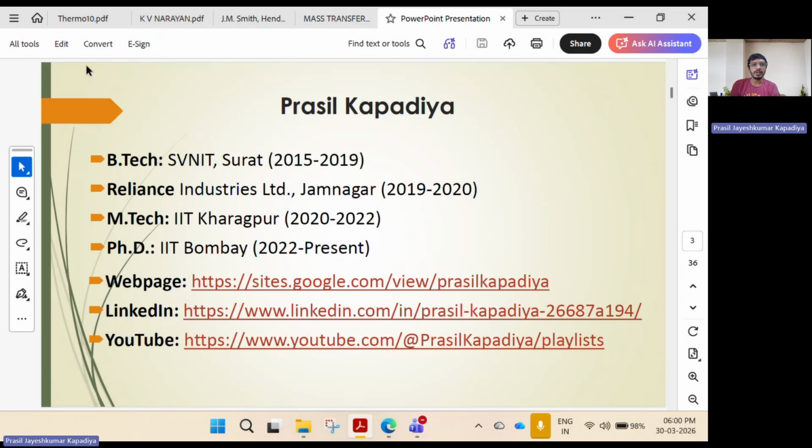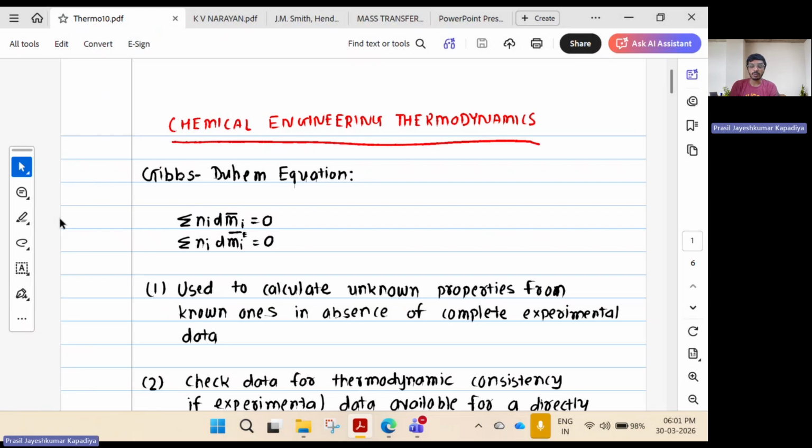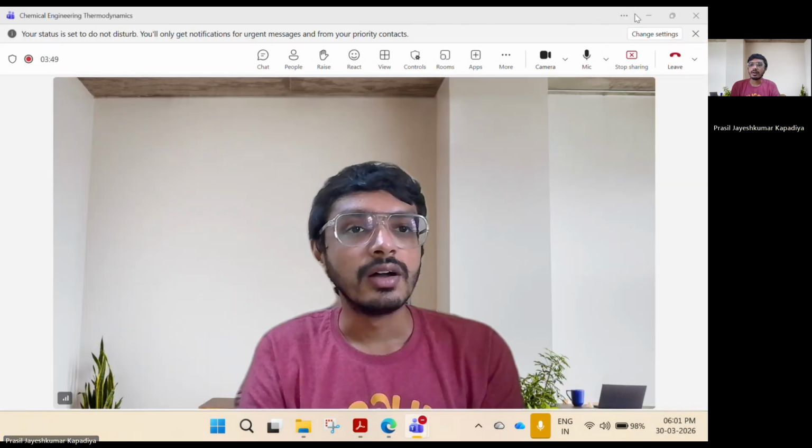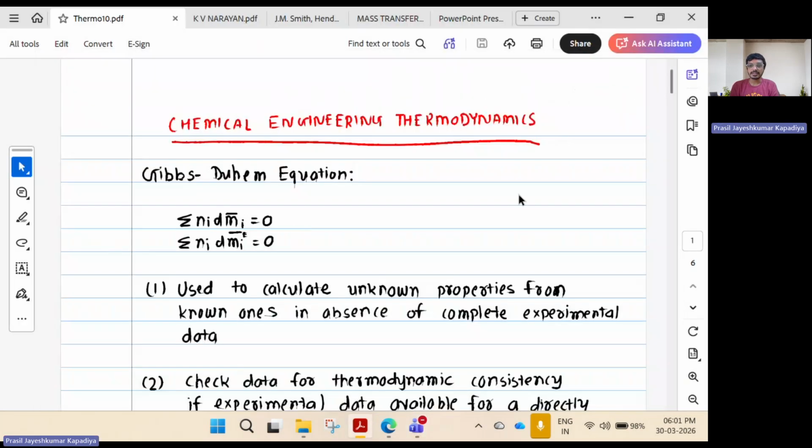So in today's session, we continue from many previous classes. First we started with non-ideality in vapor phase, then we studied vapor liquid equilibrium, first for ideal solutions. Then we went from ideal solutions to non-ideal solutions, and we introduced one term, the activity coefficient, for non-ideal solutions. In that case, we have studied how to deal with non-ideal solutions.